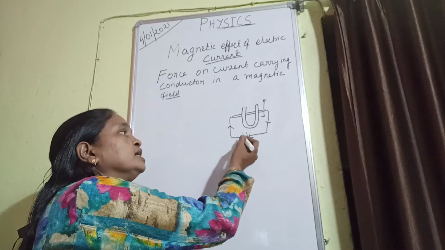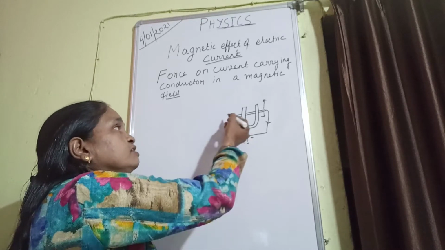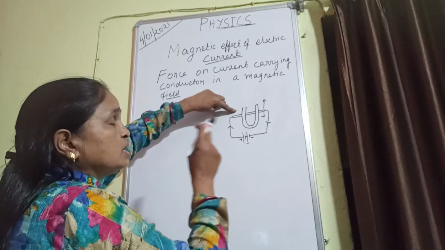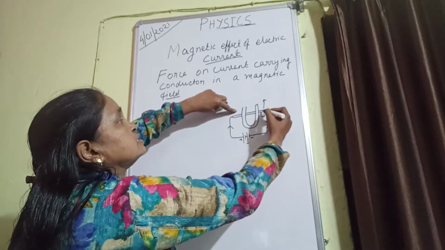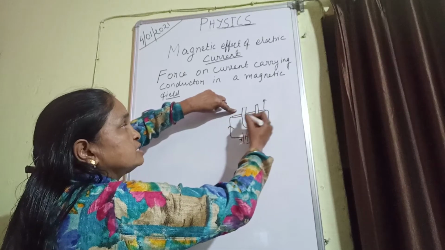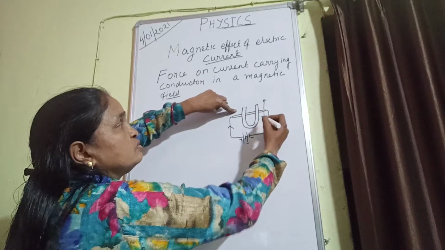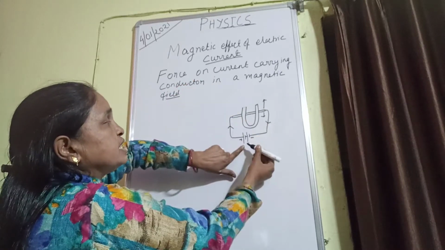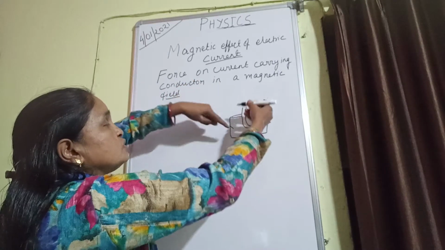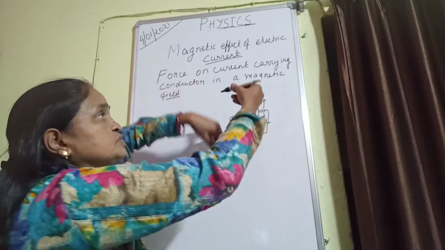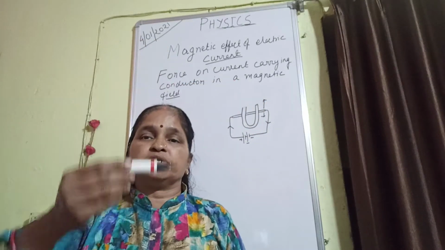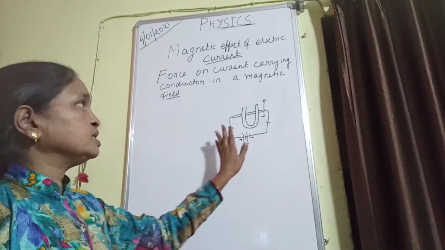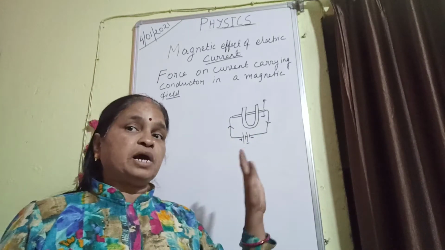As soon as we connect this, current starts flowing, and as the current starts flowing, what do we observe? We observe that this conductor comes downward. When you change the current direction, it will go upward. So like this, when current is flowing, it moves upward and downward. How has this happened? We have not done anything. We have only passed the current.